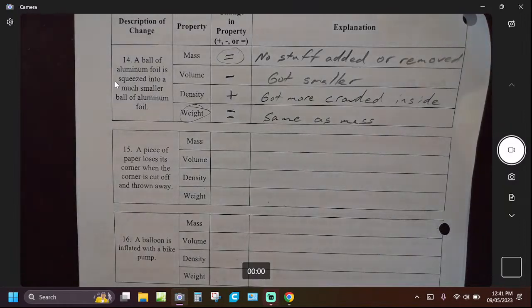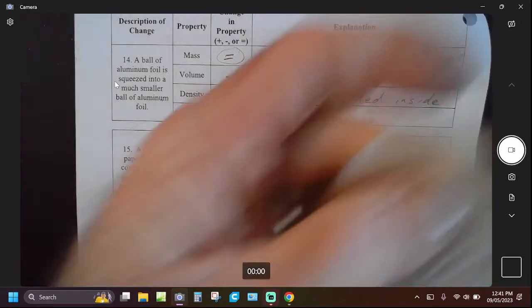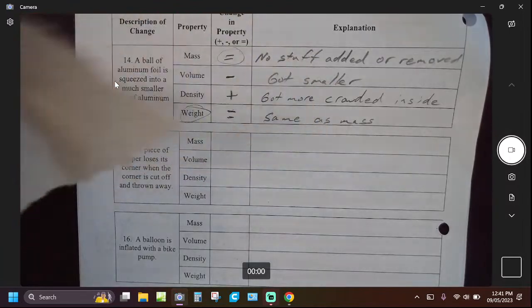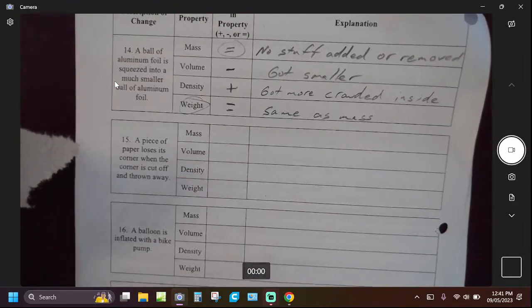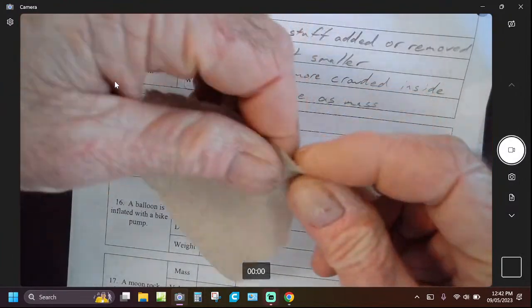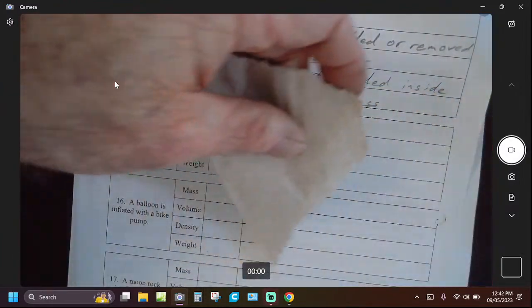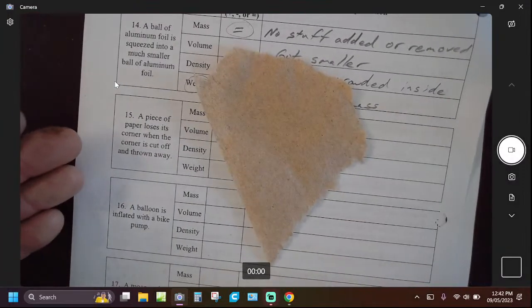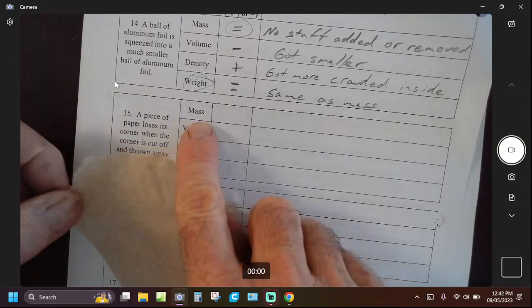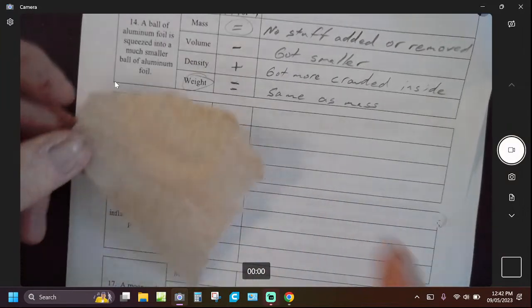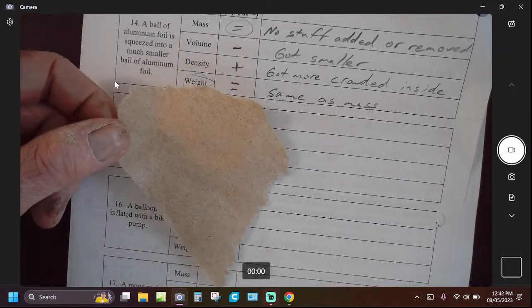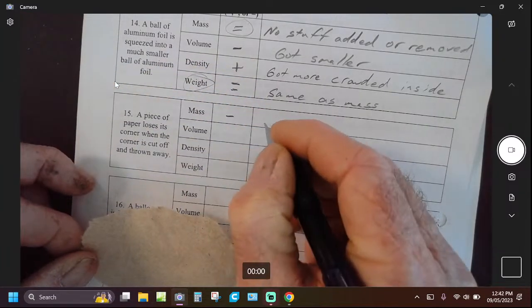Okay, now I have a piece of paper. It's actually just some paper towel. And it says, a piece of paper loses its corner when the corner is cut off and thrown away. So here's my paper before. Getting rid of this corner. All right, it's gone. Now there's my paper. What happened to mass, which is the amount of stuff in the object? Did it change? Is there more mass or less mass? Less mass. So I remove stuff.